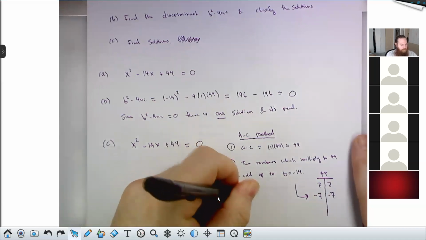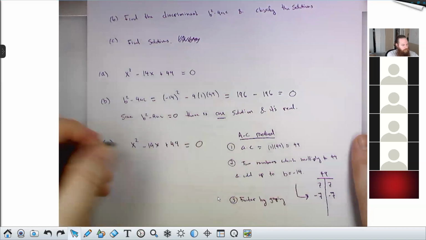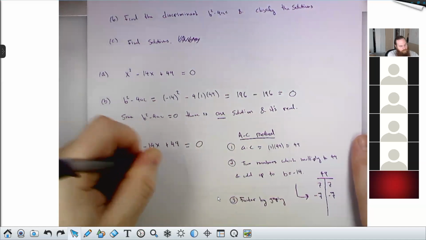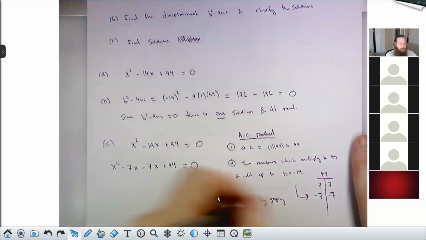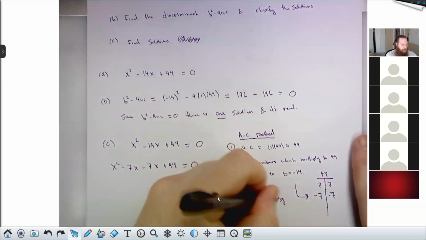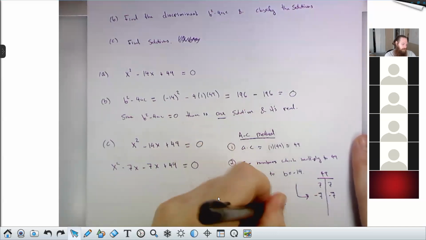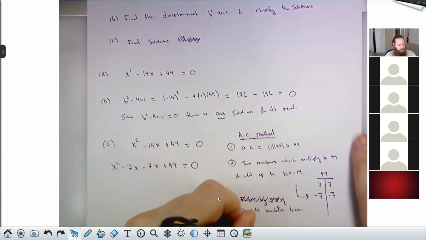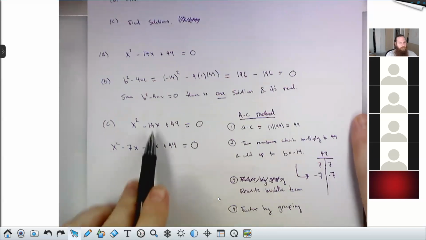So now I factor by grouping. So this is x squared minus 7x minus 7x plus 49 equals 0. I rewrite the middle term and factor by grouping, I should say. I skipped that step. So here I'm rewriting the middle term. And now we're going to factor by grouping. You guys comfy with what I mean by rewriting this middle term?